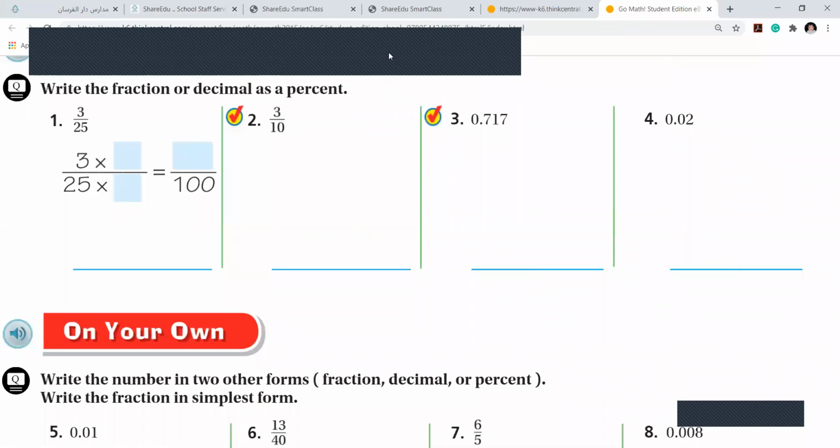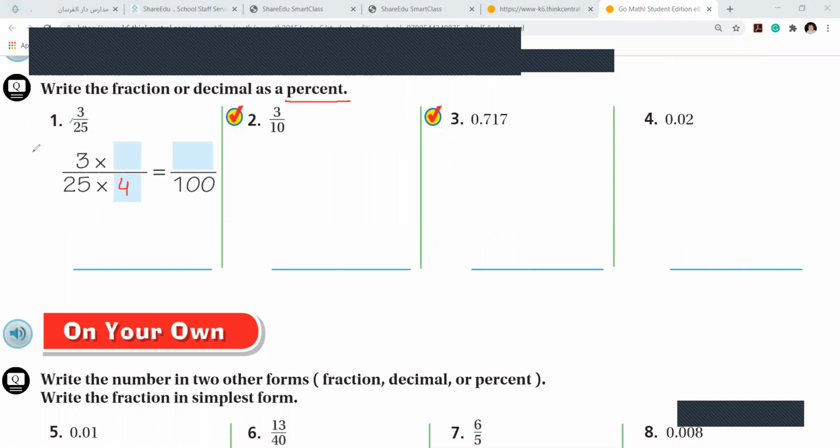So girls, we will continue yesterday's lesson, page 283. The first question is here, 3 over 25. Why do we have to make the denominator 100 to know the percentage? How do I make the denominator 25 into 100? I have to multiply by 4. Now sometimes you don't know what you should multiply to get 100.